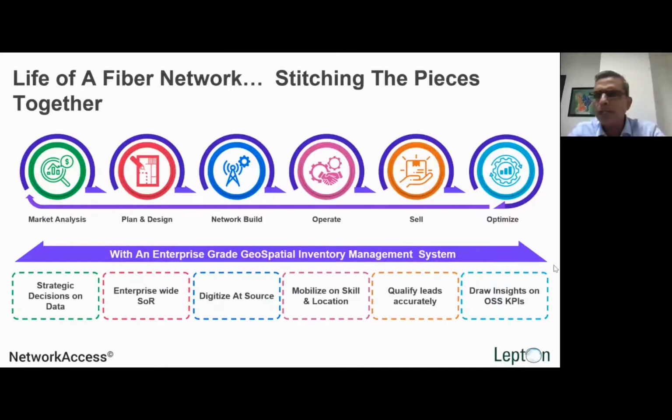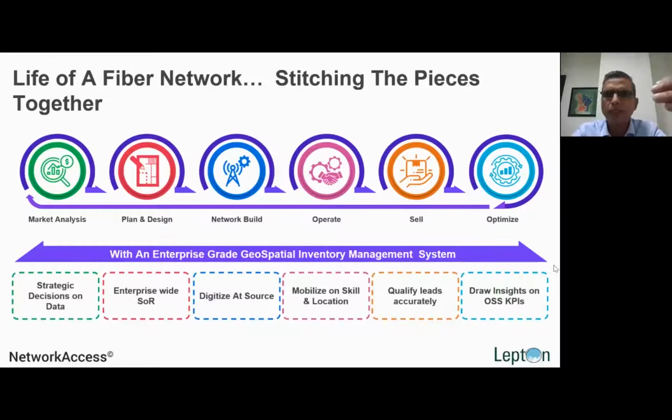Plan and design: we need an enterprise-wide system of record, which takes away all the silos, individual systems, individual files. They all merge into that and give you a single visibility of the data, not just the GIS data. It acts as a single platform and plugs in all the related ecosystem, be it the customer, the services, the leads, or the network.